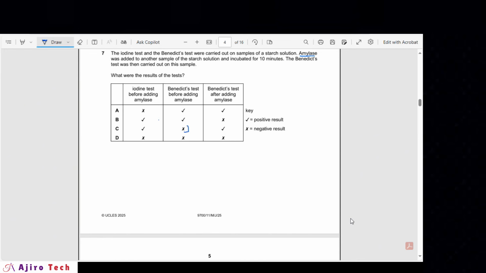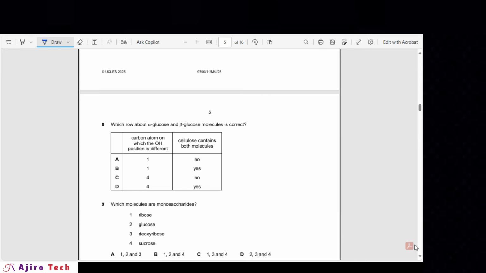Of course, the Benedict test after adding amylase will be positive because amylase would have broken down starch into maltose, which is a reducing sugar, and gives a positive test with Benedict solution. So the answer to this question is C. We go to number 8.